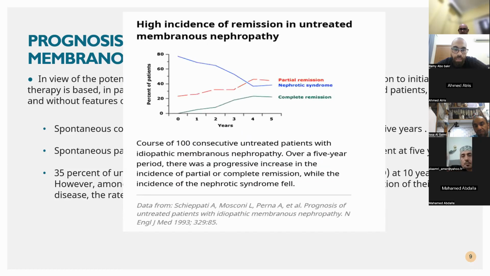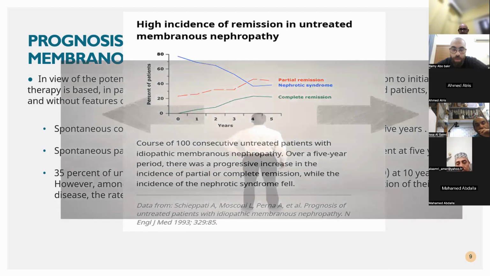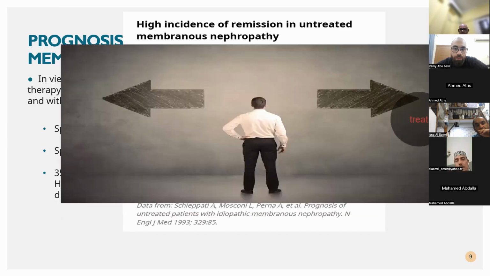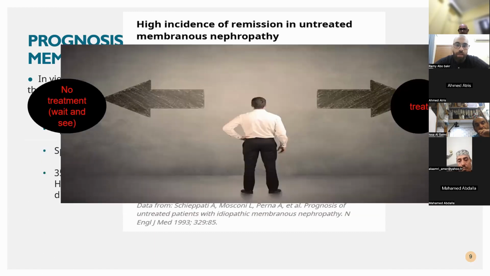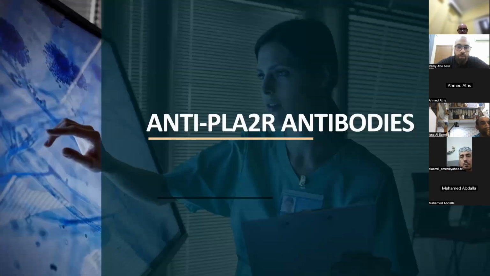So again, as we see here, the progression, the partial remission or complete remission with time usually occurs with primary membranous. So we have another dilemma here: treat or wait and see. Because again, as we mentioned before, treatment is associated with multiple risks, a case of malignancy, and we have to decide the nature of the disease. As we mentioned, most of the cases will develop a partial remission or complete remission in the 5 years. So this is our topic today.